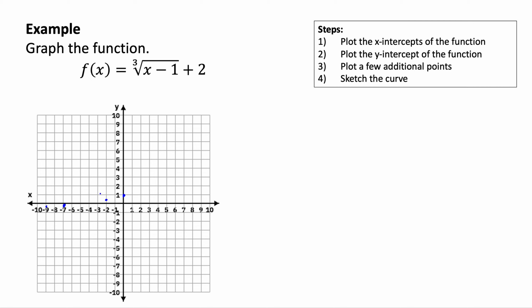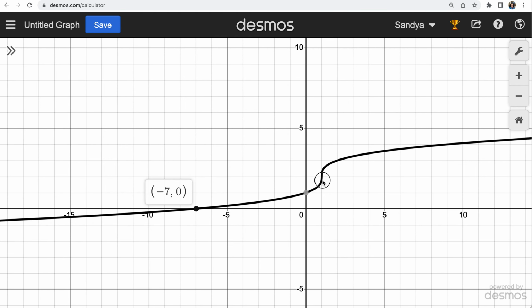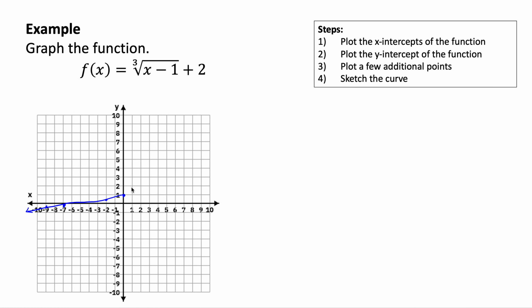The more points that you plot, the better you can approximate the shape of the graph. So I can fill in this part I have right here. It's going to go like this. Connect these points. Okay, and then we're going to plot some additional points. At 1, we have (1, 2), which is another point on our graph. So we're going to go ahead and plot that.